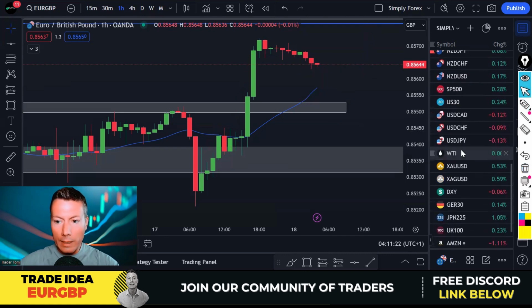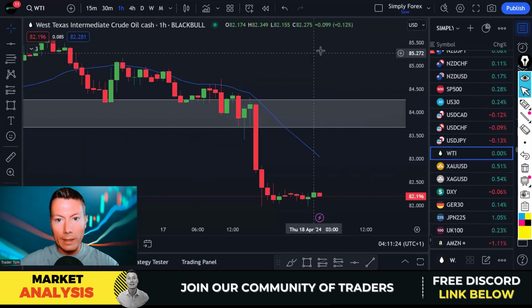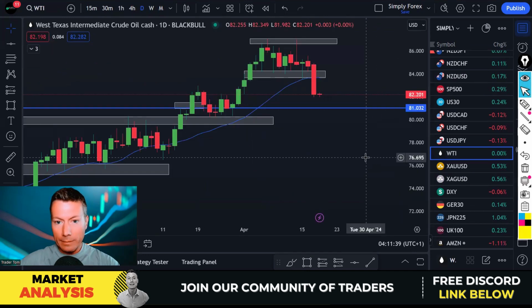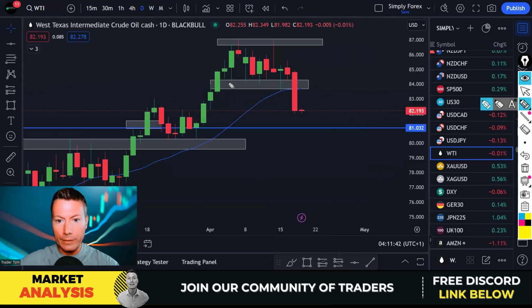I am also keeping an eye on oil, because oil dropped like a stone. West Texas Intermediate crude oil cash. Apologies for my cowboy impression. Look at the day chart. It has broken out of this level. We were in an uptrend, stroke range, but instead of going to the top of the range, it's broken down. And potentially there's room, I would say, back down to this 81 level.